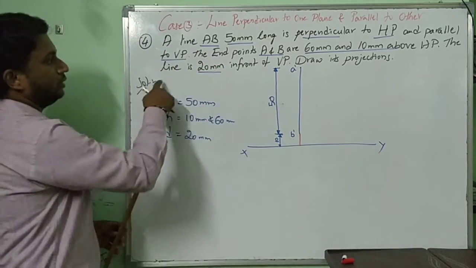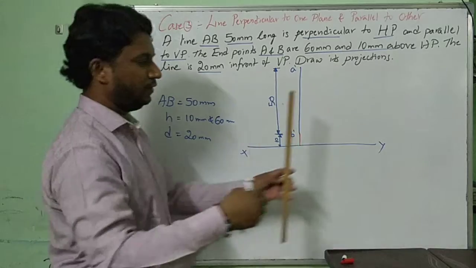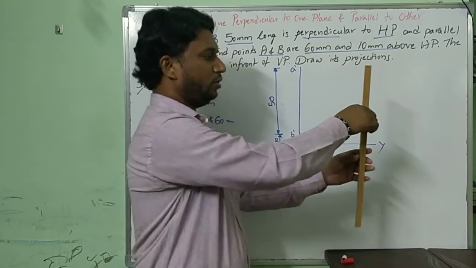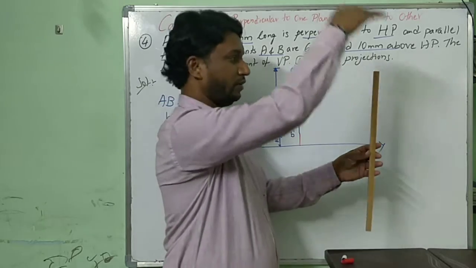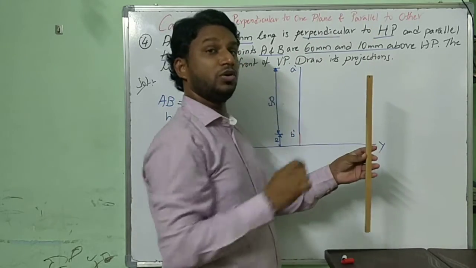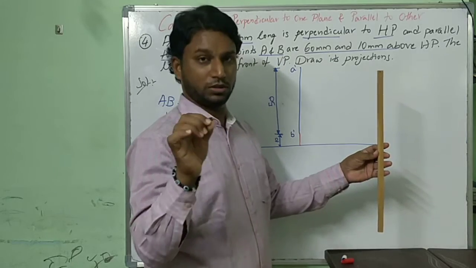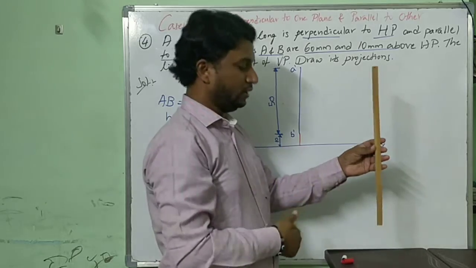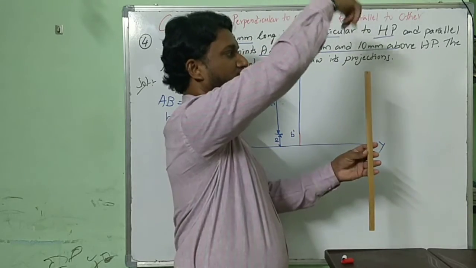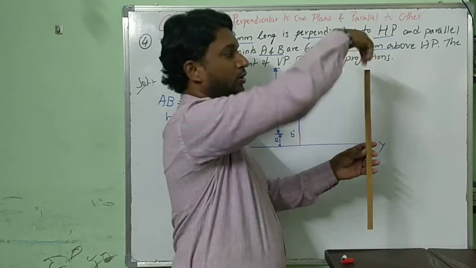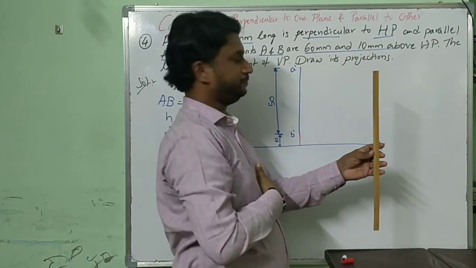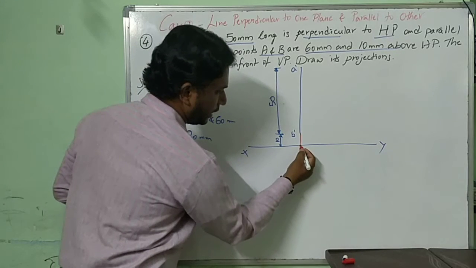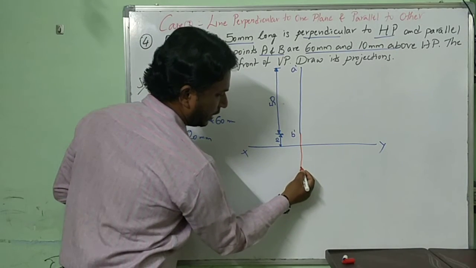Now the top view. The line is 20 mm in front of VP. Front view, top view. The top view will be below XY. Now you have to observe. In the top view, for this vertical straight line, when we are looking from the top, it will look like a dot, a point. It won't look like a straight line. I hope you understand this. When this is vertical and I am looking from here, it looks like a dot. Now at what distance should the dot be? 20 mm. So draw a projector of 20 mm.